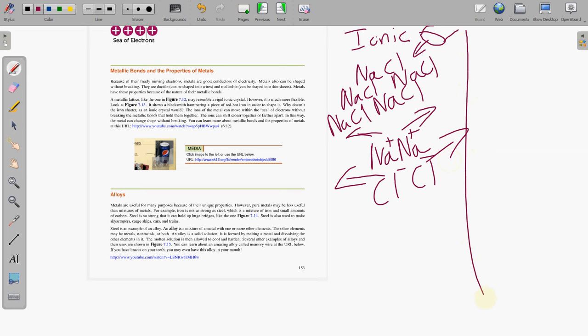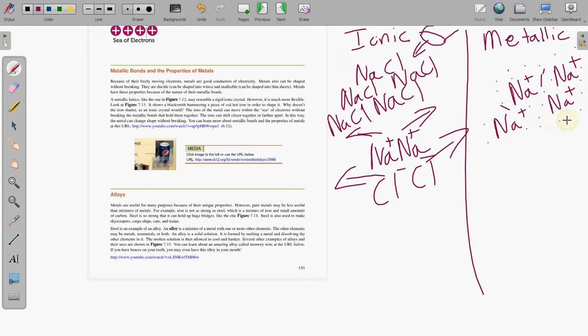On the other hand, in a metallic bond, we have a bunch of sodium nuclei, and they're surrounded by all these free electrons. So when I hit a metal with a hammer, the sodium nuclei get closer together, but there's so many electrons surrounding them, they don't repel each other. And so metals are malleable and ductile because of the sea of electrons.